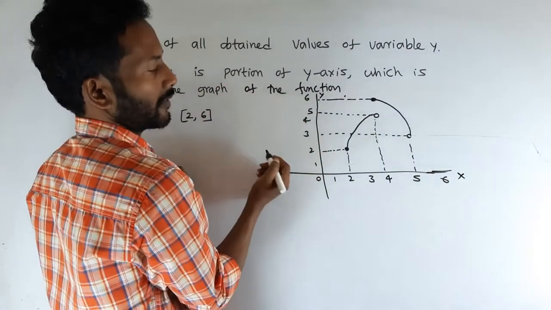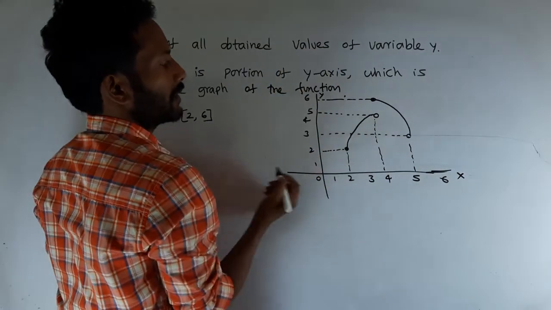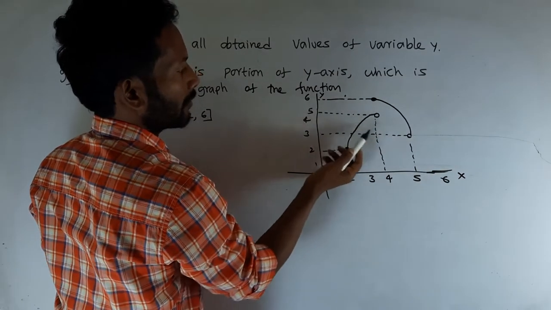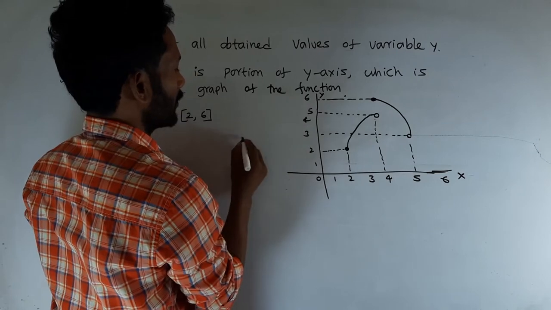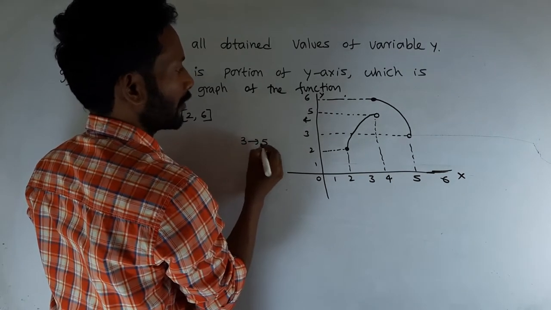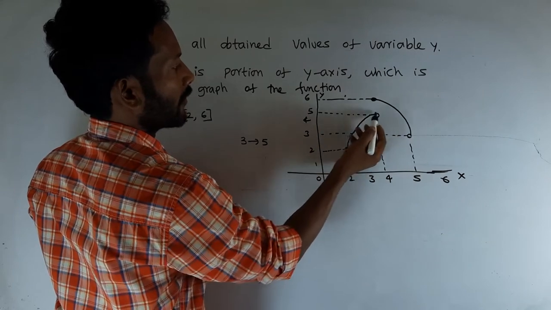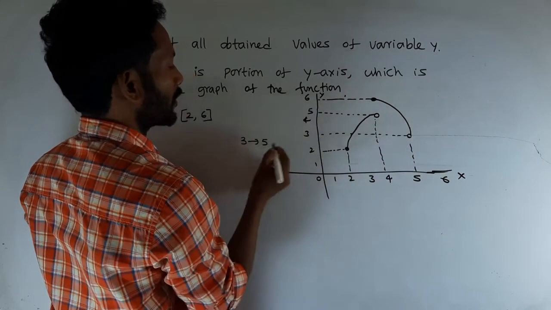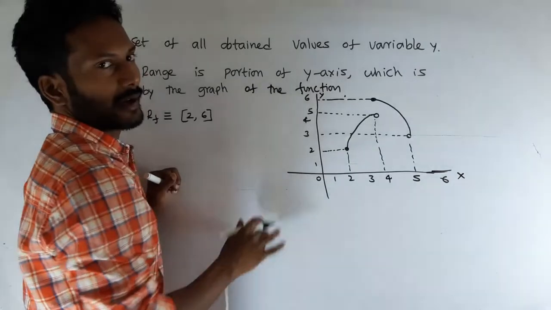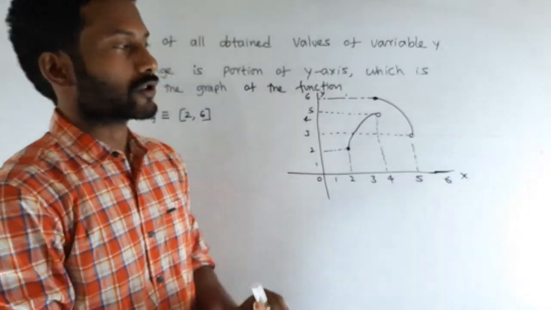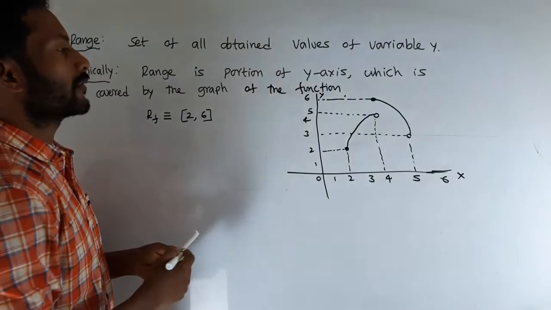Range of function f. Can we observe here between 3 to 5? Here 3 to 5 is repeated twice. This one is 3 to 5, this one also 3 to 5. Repeated 2 times, so no problem at range. So the range of this one is 2 to 5.